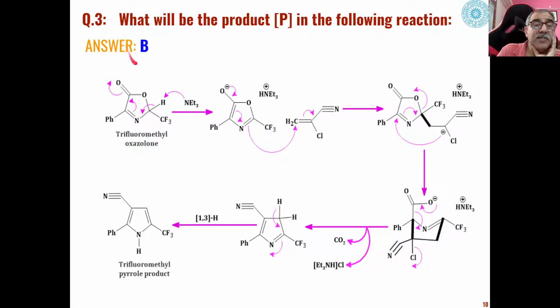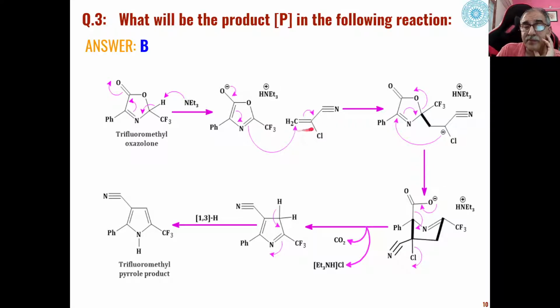Then third problem answer is B. Here, these types of trifluoromethyl oxazolones will react with the base, and this base will abstract this proton present, which is alpha to nitrogen as well as oxygen, to convert this oxazolone into an enolate ion.